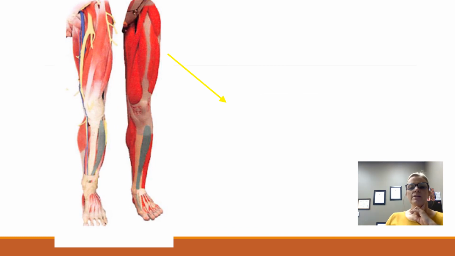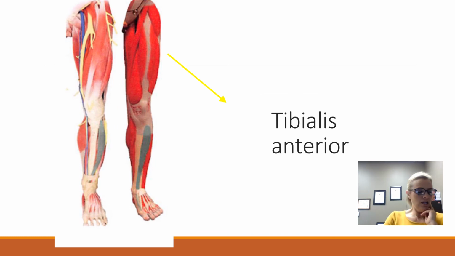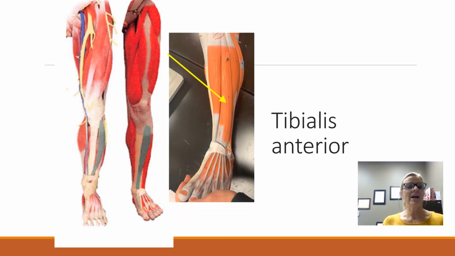All right, so next here we have the tibialis anterior. This is on the anterior lateral surface of the tibia. It's a more elongated muscle. It's the most anterior of the leg muscles. So follow the tendon to the medial aspect of the foot, and the origin is going to be on the lateral condyle of the tibia and the tibial shaft.